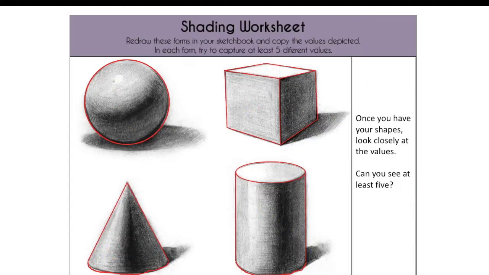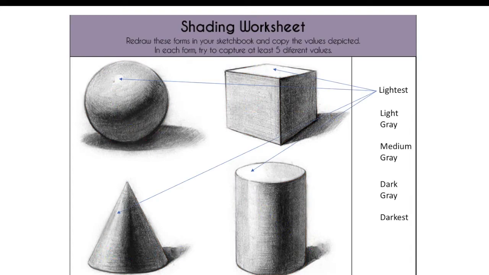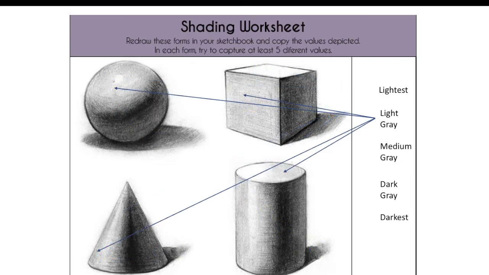So once you have your shapes, then just start looking closely at the values. Can you see at least 5 different ones in each piece? Let's just go through and look at them closely. So you have the lightest area, and for some of them that's going to be white, for some of them it might just be super ultra light gray, but find the lightest point on each one. Then find the light gray.